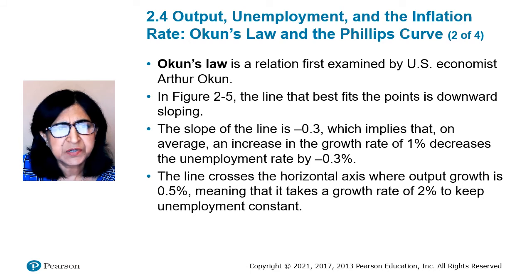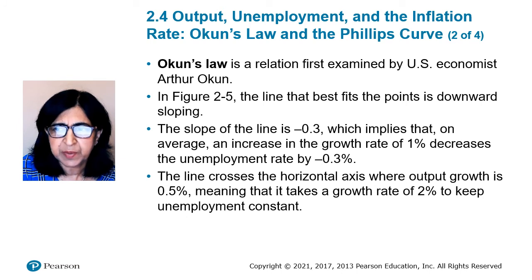Okun's law is a relation first examined by U.S. economist Arthur Okun. In figure 2-5, shown on the previous slide, the line that best fits the points is downward sloping. The slope of the line is negative 0.3, which implies that, on average, an increase in the growth rate of 1% decreases the unemployment rate by 0.3%.